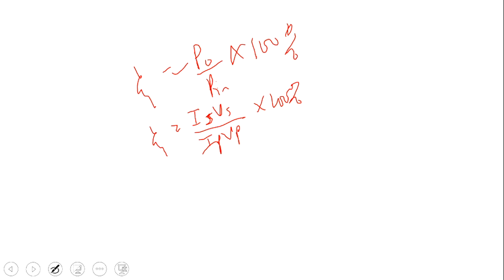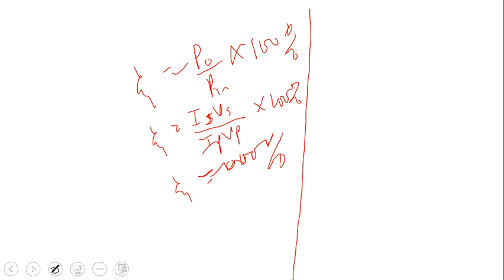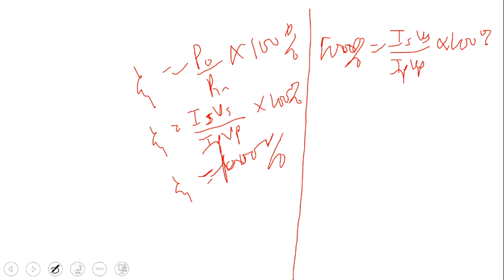For an ideal transformer, the efficiency is equal to 100%. Though that doesn't exist, let us assume we have an ideal transformer. So 100% will be equal to ISVS over IPVP multiplied by 100%. This is only possible for an ideal transformer; if the transformer is not ideal, we cannot have the efficiency equal to 100%. So the 100% on both sides cancel each other, and I'm going to have 1 equal to what?